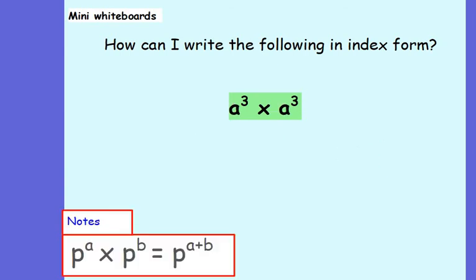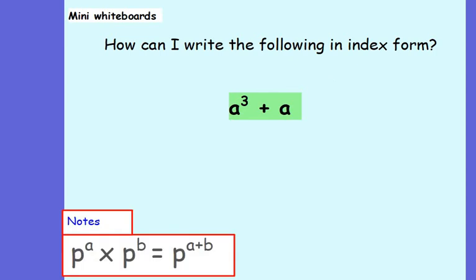How about now? Can I use my law? Again, my base is the same. I can write this as a to the power 3 plus 3, which gives me a to the power 6. How about now? This time my base is different. This is an a and this is a b, so I cannot simplify that. I cannot use my law. Nope.